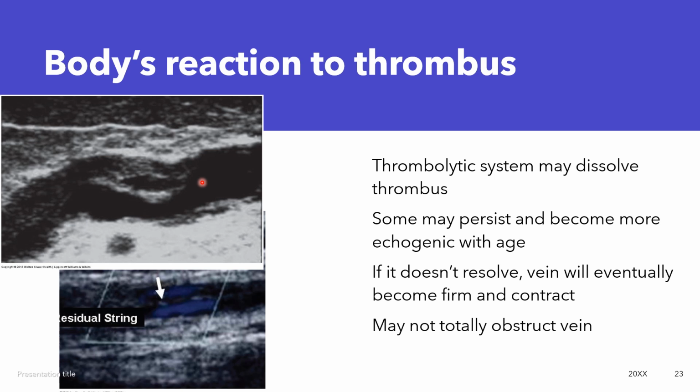If we don't get a good thrombolytic reaction and break down that clot, eventually they become firm and contract, and that may give you that palpable cord feeling. And also, it might fully obstruct that vein, as we saw in the last slide, or it can just partially obstruct the vein, leaving some lumen left available. So depending on this is going to determine whether your body has to develop those collaterals or not, and how significant the ongoing symptoms of this would be.